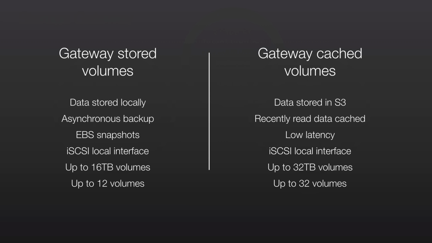And then you have gateway cached volumes. Here the default is that data is stored in S3, but recently read data will be cached on the storage gateway. They offer low latency. There's again an iSCSI local interface. Here you can have up to 32 terabyte volumes and you can have up to 32 of them. So you need to evaluate those two options and consider which one best fits your use case.